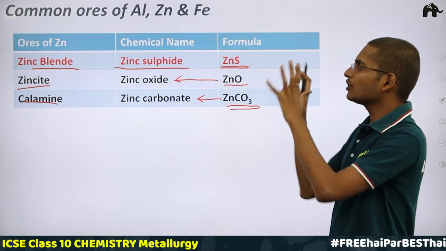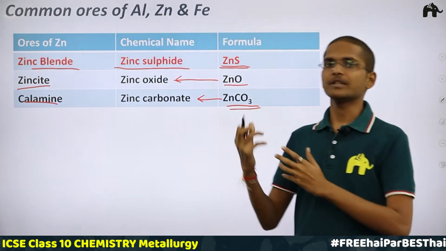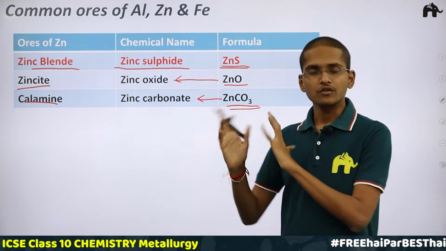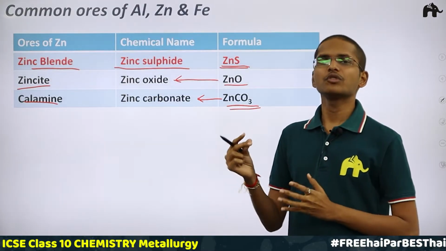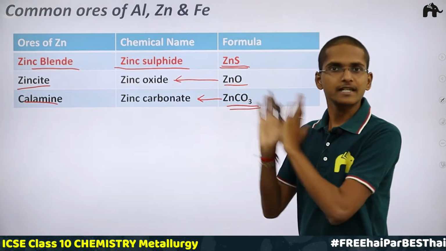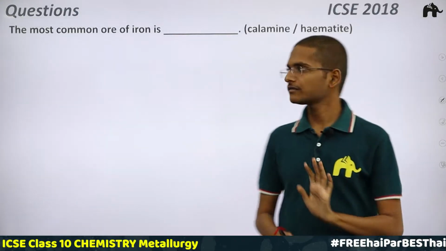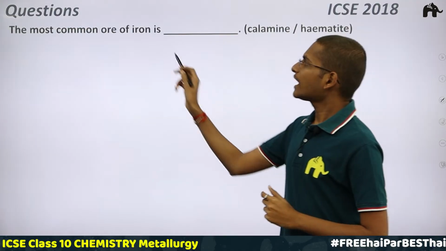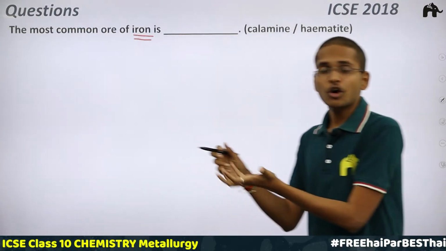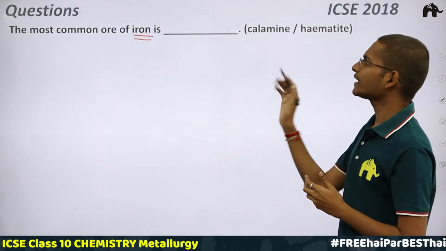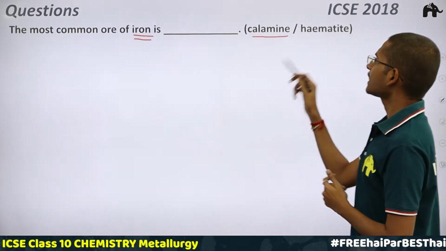So with all this knowledge of common ores, what are minerals, what are ores, and occurrence of metals, let's quickly see some questions which have been asked from this part in your exams. The year in which the question was asked, I have written here, you can refer. The most common ore of iron: we have just seen the common ores of iron. Now they are asking, the most common ore of iron is dash. Either it is calamine or hematite.